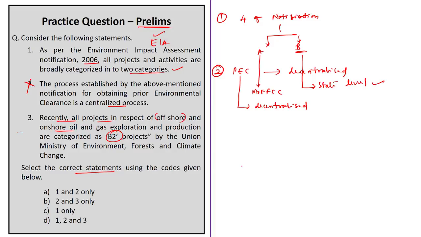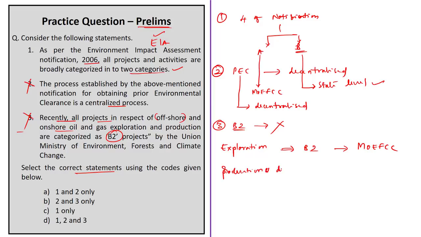Now, if you look at the third statement, it says that recently all projects in respect of onshore and offshore oil and gas exploration and production are categorized as B2 projects. This is an incorrect statement because only offshore and onshore oil and gas exploration projects are categorized as B2 projects by the Union Ministry of Environment, Forest and Climate Change, whereas offshore and onshore oil and gas production and developmental projects are still categorized as category A projects.